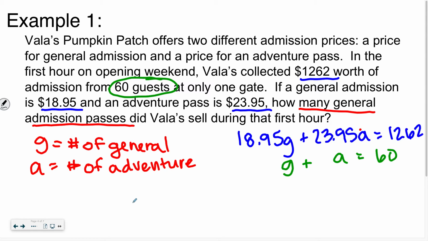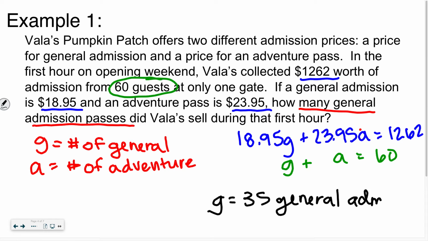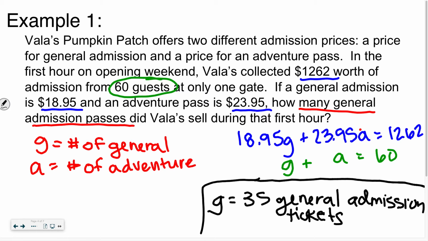Okay, so the final answer to the valid question should be G equals 35 general admission tickets. Make sure that you have labeled that answer for me. In all of your word problems, you want to give me a label, give me context of what we're finding. If you found out that the number of adventure passes was 25, that's fine, but that doesn't address the answer to my question. So whether or not you say anything about adventure passes, I don't really need to know it.